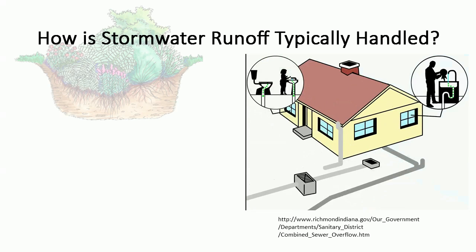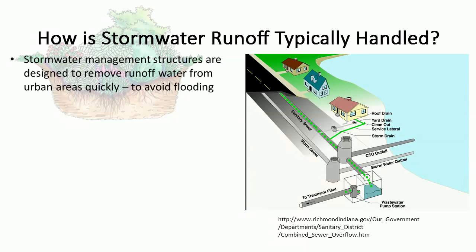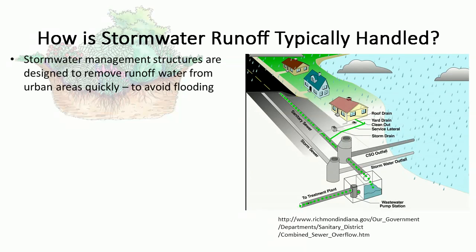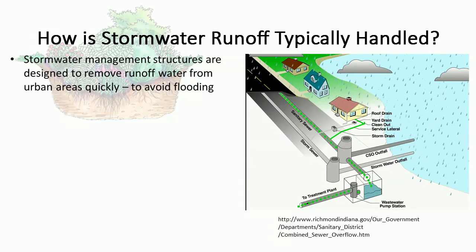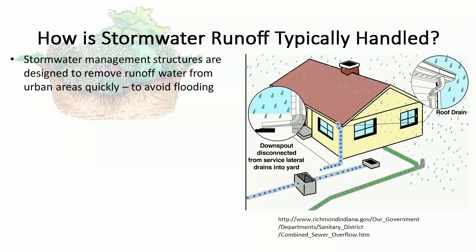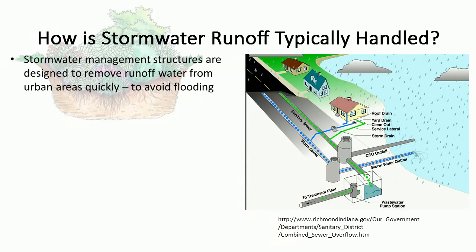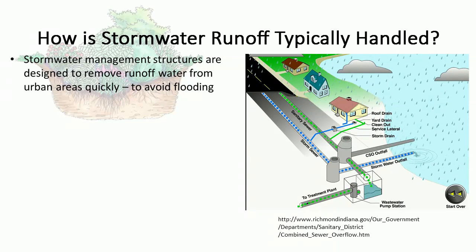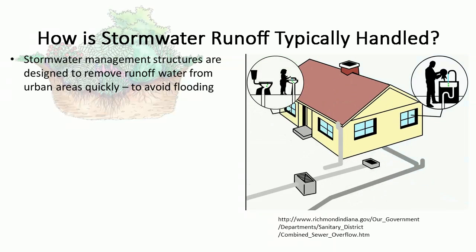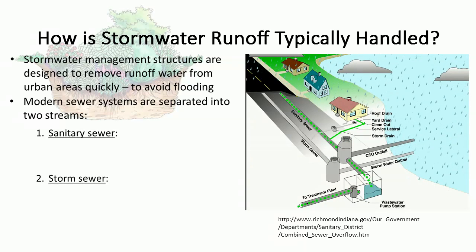To handle these large volumes of rainwater runoff quickly and efficiently, municipal infrastructure is designed with a complex water collection system known as a storm sewer. Older rainwater collection systems mixed human wastewater and stormwater runoff together in a combined sewer system, but this practice has become obsolete with the introduction of wastewater treatment technologies. Modern sewer systems for wastewater and rainwater are generally separated into two different streams: a sanitary sewer and a storm sewer.